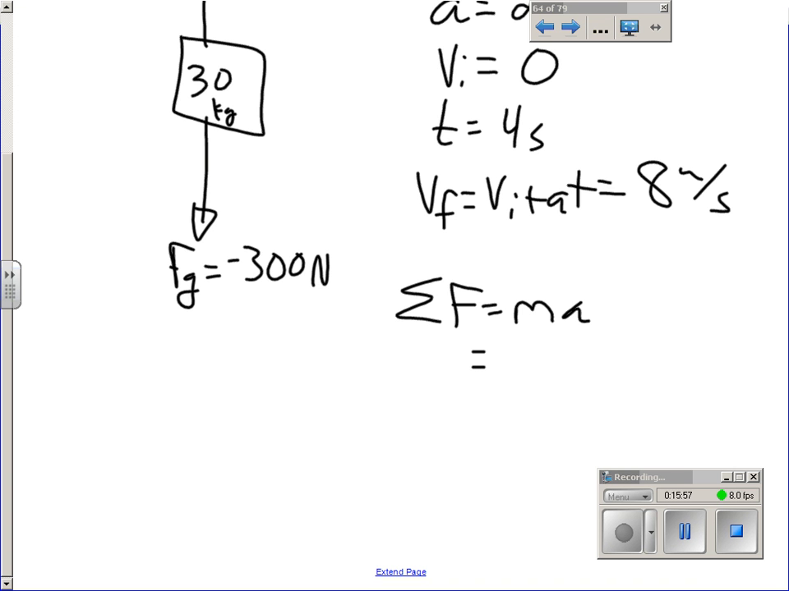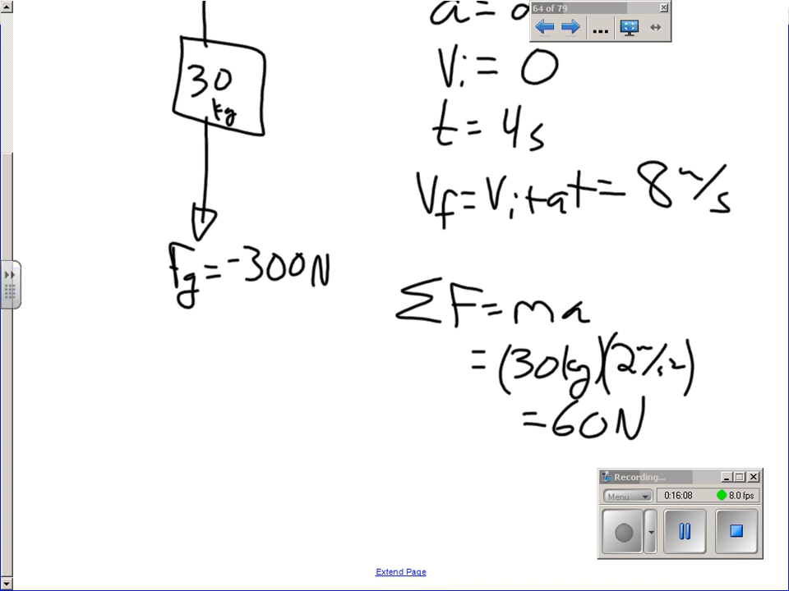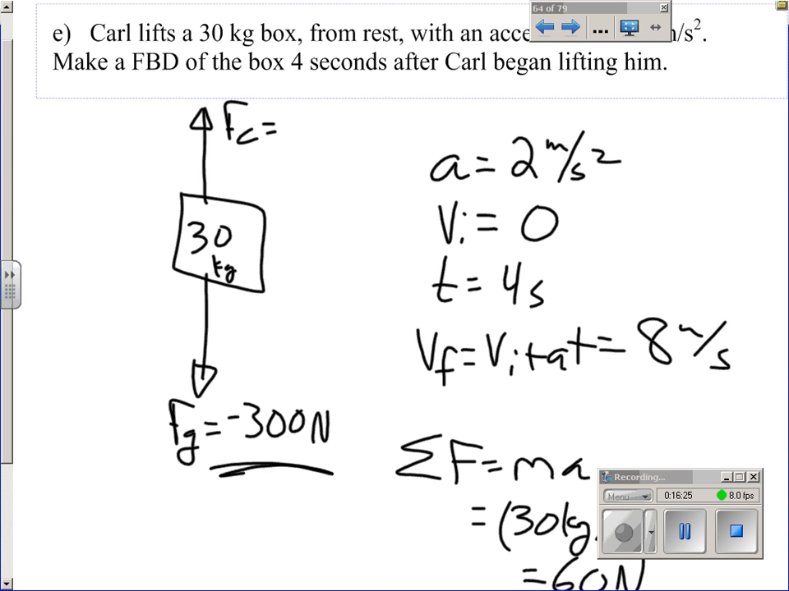So the mass of the box is 30 kilograms. The acceleration was, I've already forgotten, 2 meters per second squared. So our net force is 60 newtons, right? So now we got to figure out how much force Carl needs to make the net force 60 newtons. Please remember, this is not Carl's force. That's the net force. And Carl's force, you can do it conceptually and go, well, I need 60 more newtons up than I have down. So since I have 300 newtons down, I'm going to need 360 up.